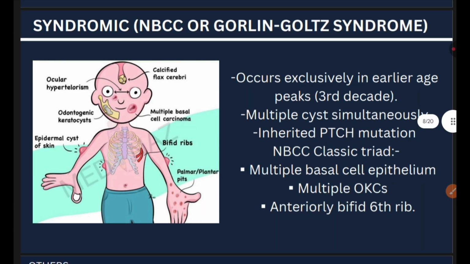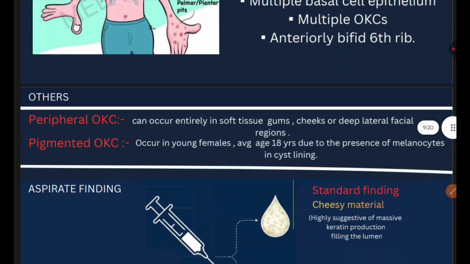Now the syndromic type, the NBCC or Gorlin-Goltz syndrome. It occurs exclusively in the earlier age peak, the third decade. Multiple cysts occur simultaneously. It has an inherited PTCH gene mutation. The classic triad of NBCC is multiple basal cell epitheliomas, multiple OKCs, and an anteriorly bifid sixth rib. These are the most important features of nevoid basal cell carcinoma syndrome.